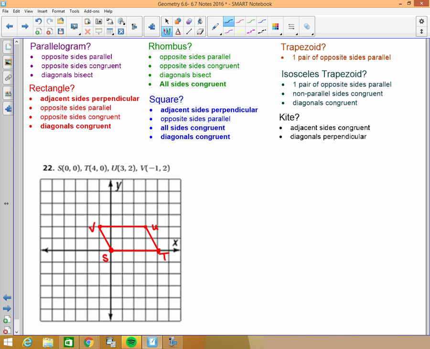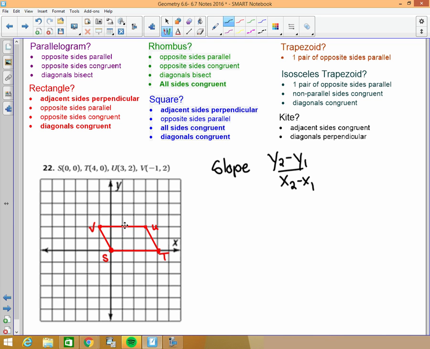So what would we use to prove that opposite sides are parallel? Which one of the formulas would we use? Slope, distance, or midpoint? Slope. Okay, so what was the slope formula? y2 minus y1 over x2 minus x1. Exactly.